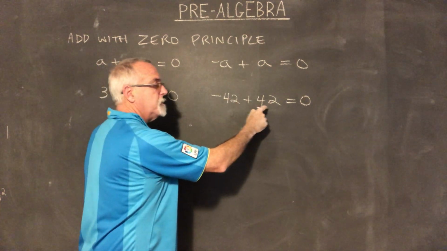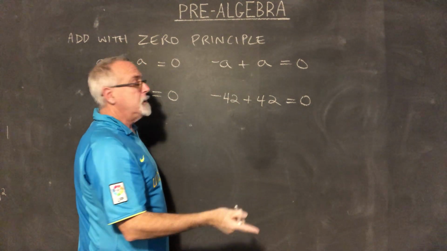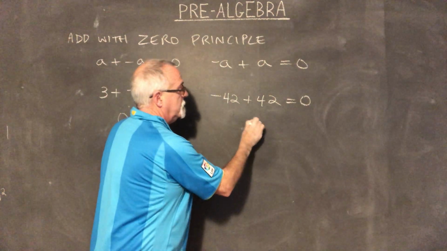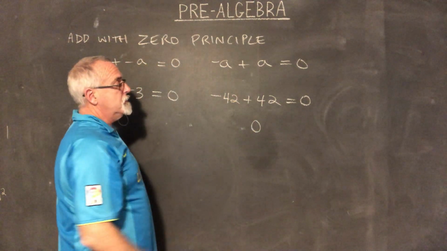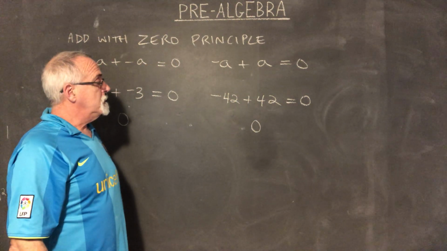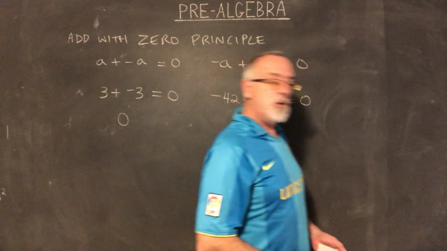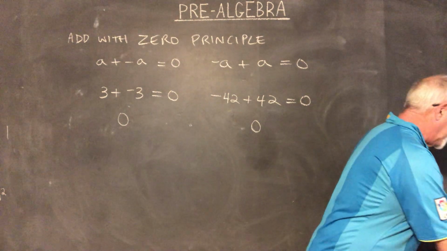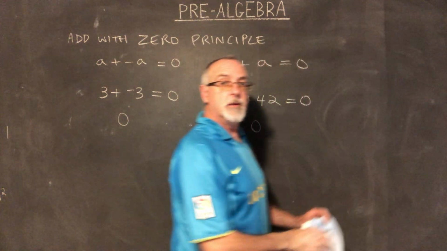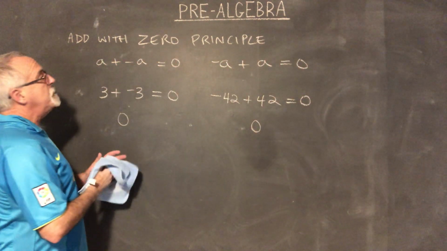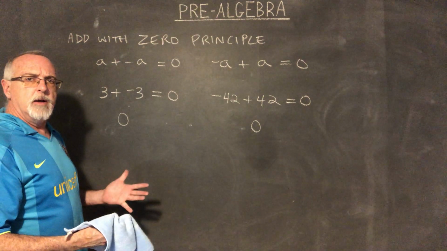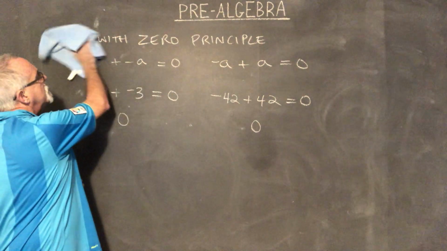One's negative, one's positive, I subtract. 42 minus 42 is 0. Sign of the larger number, there is no larger number. The answer is 0. That's kind of cool. I like it more now that I've talked about it than I liked it before when I was just preparing my lesson plan. Maybe you have to talk about something out loud to really start appreciating it.